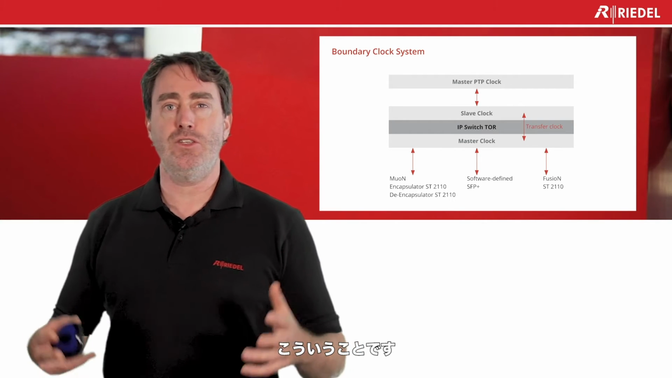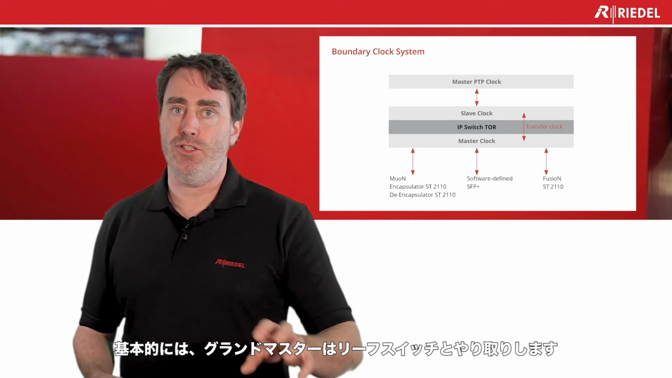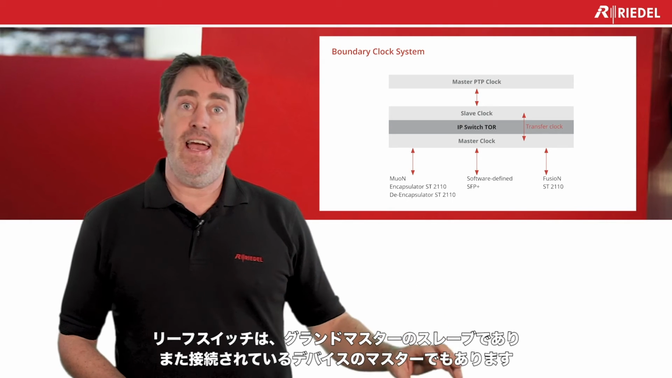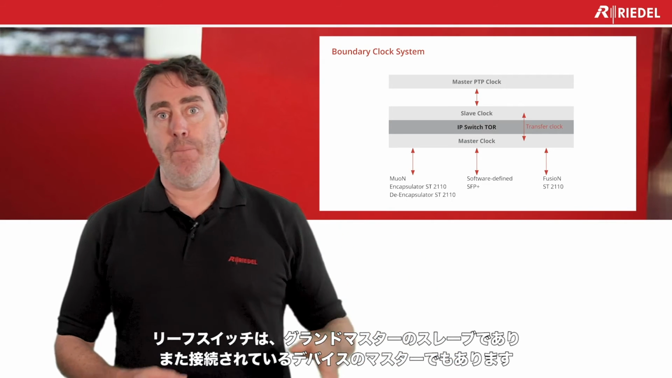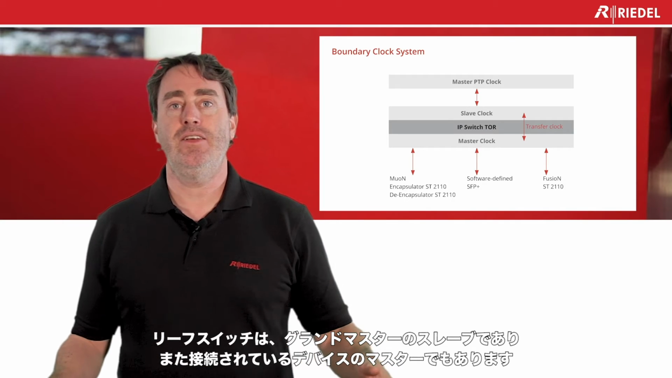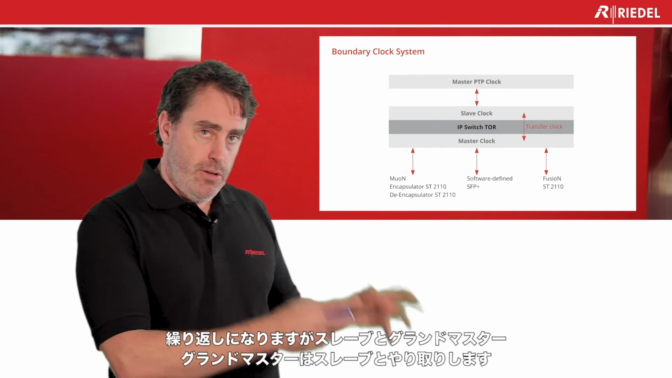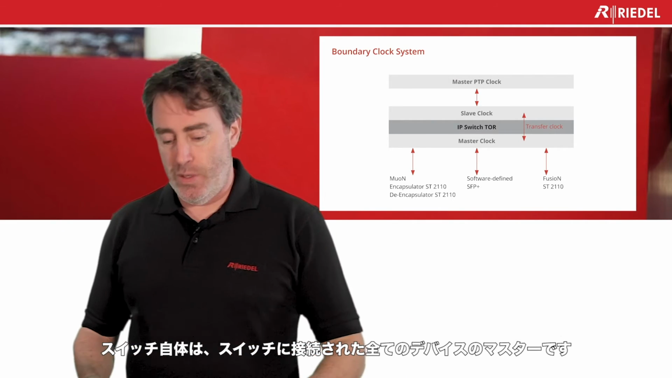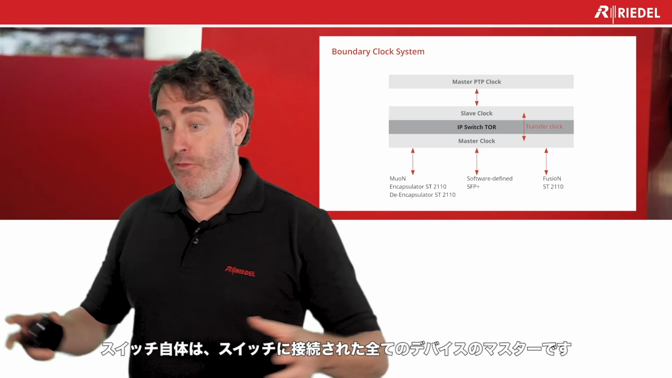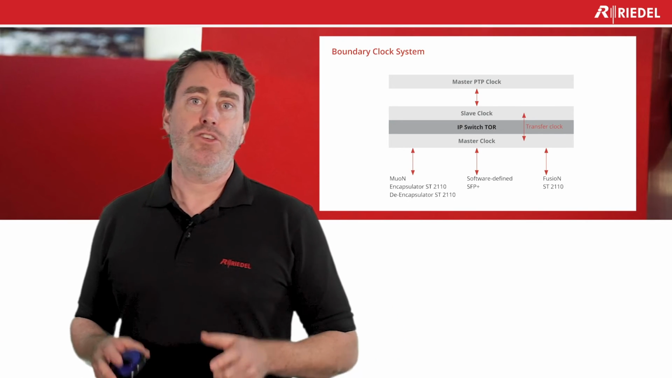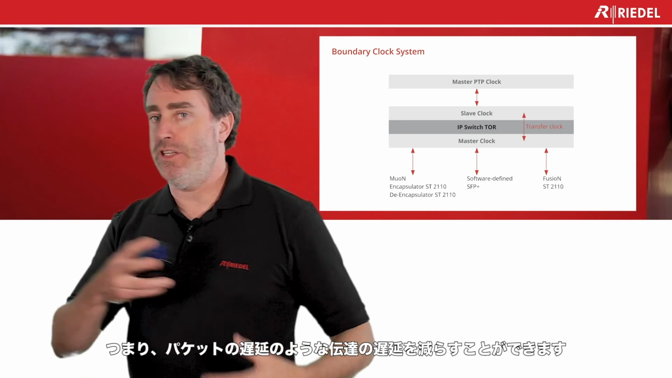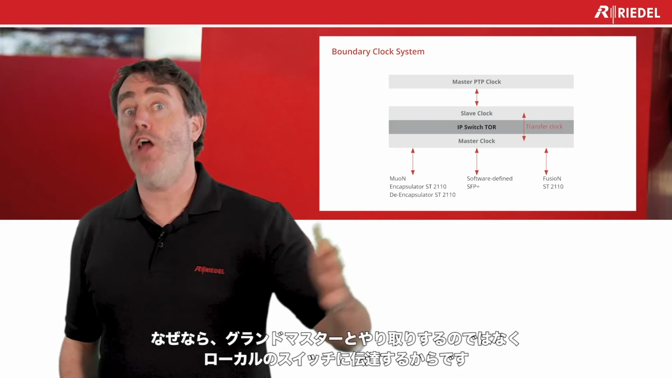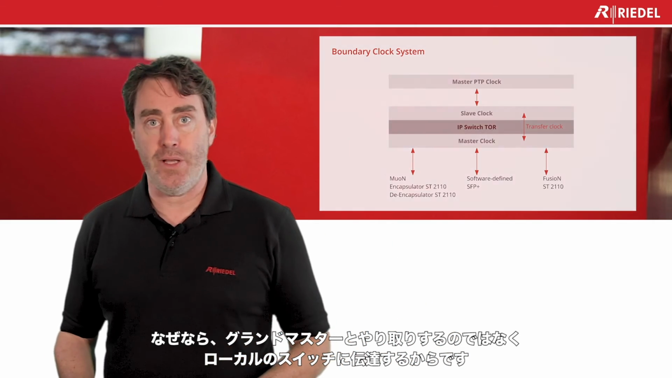So how this is done, it's basically the grandmaster talks to the switch, let's say the leaf switch. The leaf switches are slaves to the grandmaster, but they're master to the devices connected to them. So again, slave with the grandmaster, so the grandmaster communicates with them. The switch itself will be a master to all the devices connected to the switch. So in that case, you will minimize all the delay, like delays of packets, because you don't talk to the grandmaster, but you talk to your local switch.